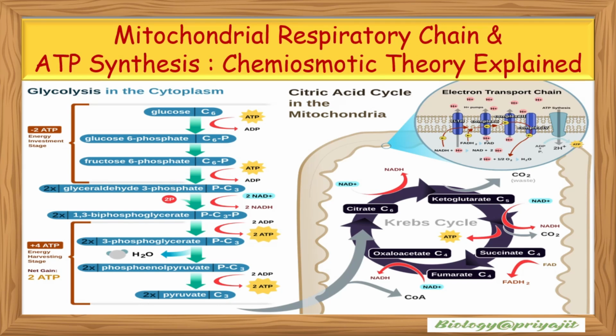In today's class we explore the mitochondrial respiratory chain and ATP synthesis, uncovering how cells convert energy from food into usable ATP, the universal energy currency of life. You will learn how electrons from NADH and FADH₂ flow through the electron transport chain located in the inner mitochondrial membrane, and how this electron flow drives proton pumping, and how a steep electrochemical gradient is created across the membrane.